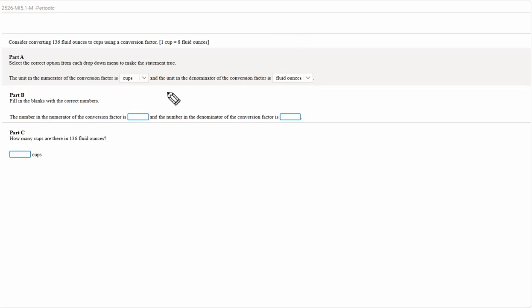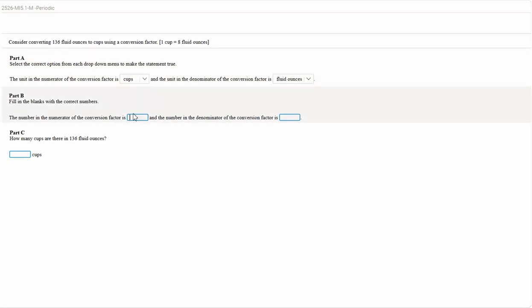So here, the number in the numerator of the conversion factor is, what did you put in the conversion factor? Your cup. So you'll put 1 here. And the number in the denominator of the conversion factor will be 8. Okay. Now let's convert it. Now here also, what can you use? You can use cross multiplication.